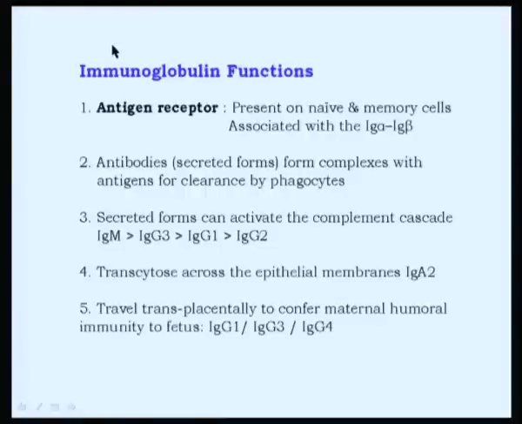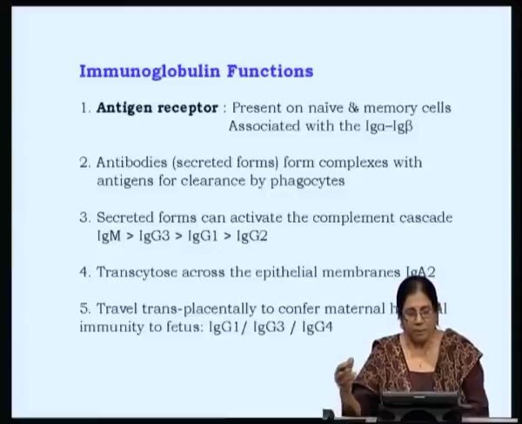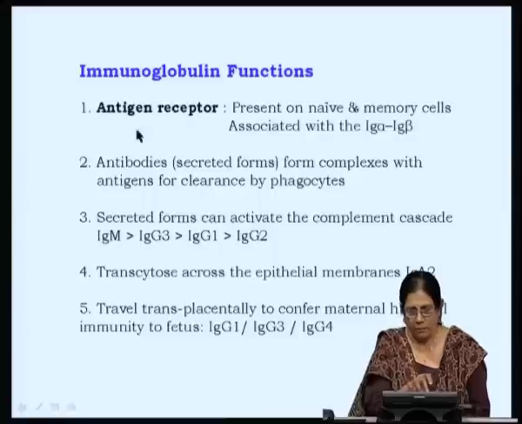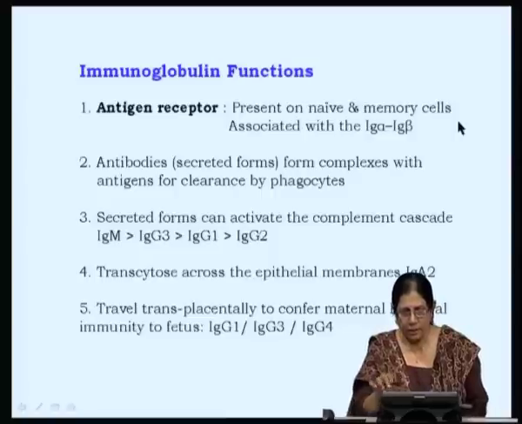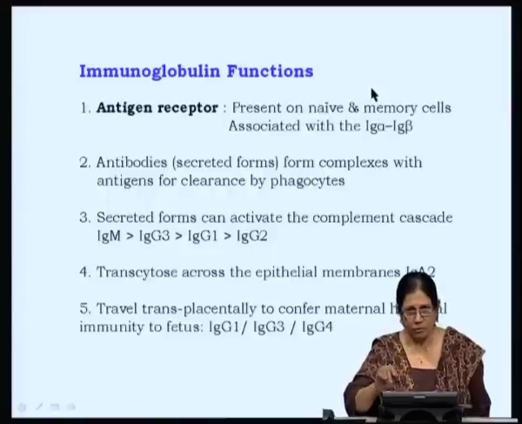Now, we have talked about the structure of the immunoglobulins. What are their functions? Since we have been discussing so much with respect to antigen binding and specificity, obviously that should be the first on the list. Let us begin with the molecule as it is made as a cell surface receptor. Immunoglobulins are antigen receptors, present on naive and memory cells, and they are associated with immunoglobulin alpha, immunoglobulin beta for signaling. This signaling can happen only because the antigen receptor can bind very specifically to the cognate epitope on any antigen.